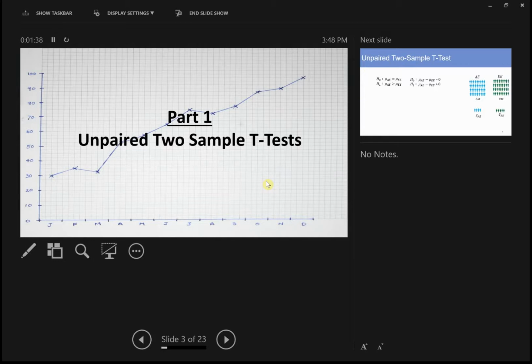So what is an unpaired test? Here's the idea, here's where we're going with this. None of these markers are working. Here's the notion behind an unpaired test.